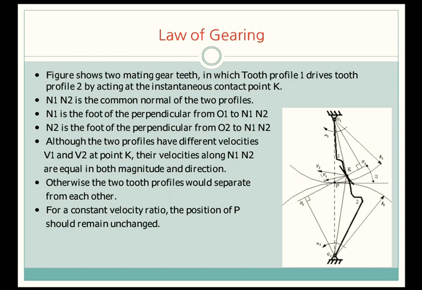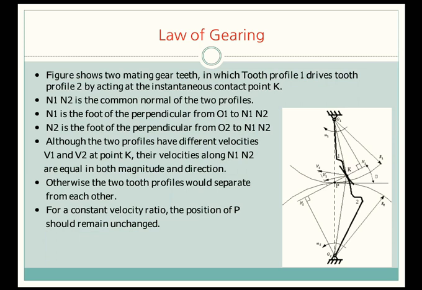The basic definitions we have already discussed in the previous session. When the two gears meet, that point is known as the pitch point P. It is shown in the figure, and N1 N2 is the common normal of the two profiles. N1 is the foot of the perpendicular from O1 to N1 N2. Similarly, N2 is the foot of the perpendicular from O2 to N1 N2.